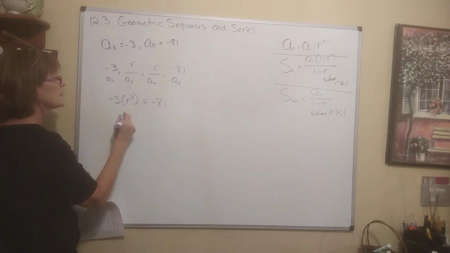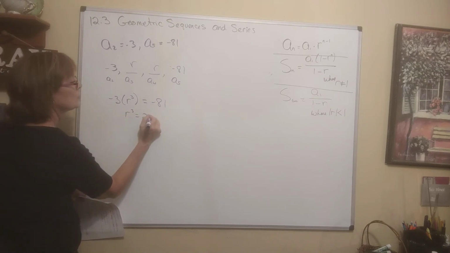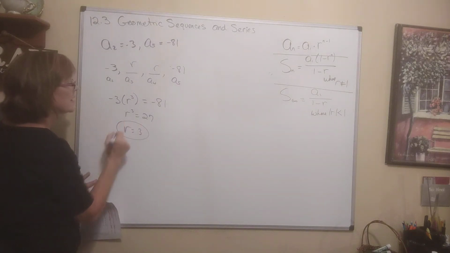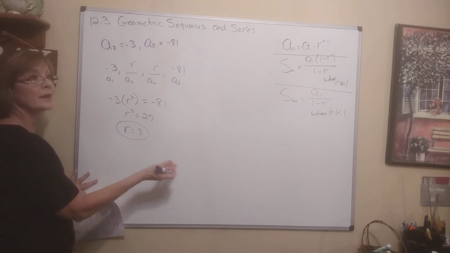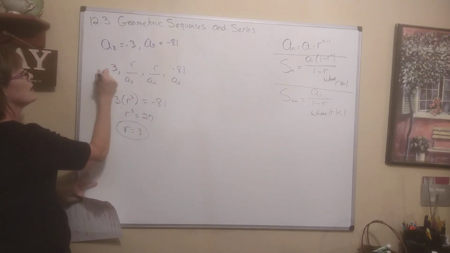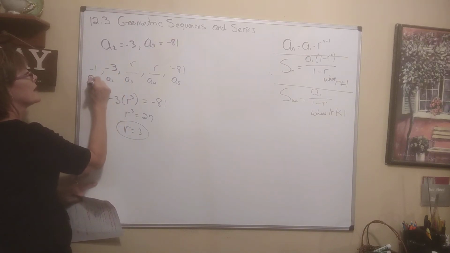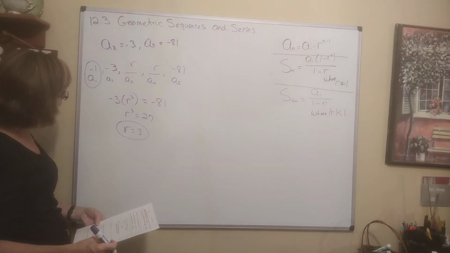So I can just solve for r. I can divide both sides by negative 3 and get that r to the 3rd is 27. I can take the cube root of 27, and I'll get r is equal to 3. So that's the common ratio r. Well, if I know what r is, then I can go backwards. Instead of multiplying by r, I can divide by r. And if I take negative 3 divided by 3, I get negative 1. And that's a sub 1. So a sub 1 is negative 1, and r is 3.